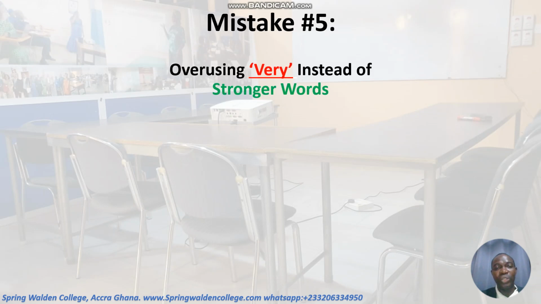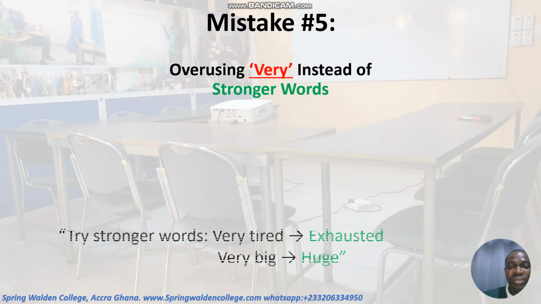Now the last one, but not the least, which is not really a mistake, but it is the overuse of very. Okay, I'm very tired. It's a very big elephant. So those two sentences are correct, but we prefer you use some other words. We normally call them strong adjectives. Strong adjectives. Okay, they are strong adjectives, so we don't use very with them.